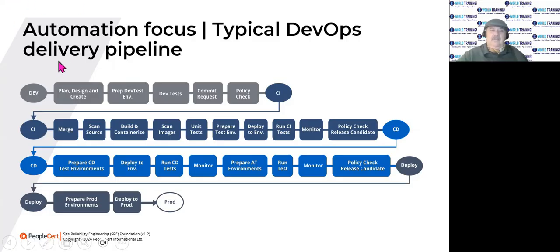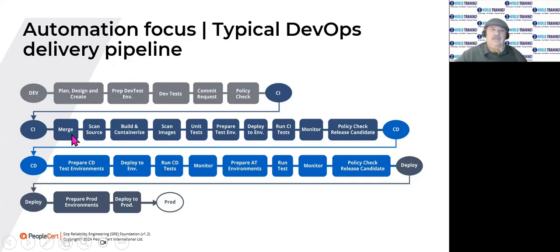So the diagram really represents a generic CI/CD pipeline. At the beginning, development creates some code change. They go through planning, design, create the code, test in their own environment, develop the tests, prepare the tests, commit the results if the tests passed in development, and check some policies to make sure that the CI processes can accept those commit requests and then run CI.